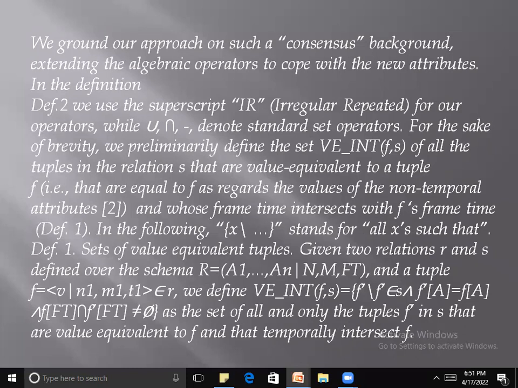Definition 1. Given two relations R and S defined over the schema R = (A1, ..., AN, M, FT), and a tuple f = (V, N1, M1, T1) belonging to R, we define VEINT(f, S) = {f' | f' belongs to S, f'.A = f.A, and f' temporally intersects f} as the set of all and only tuples f' in S that are value equivalent to f and that temporally intersect f.